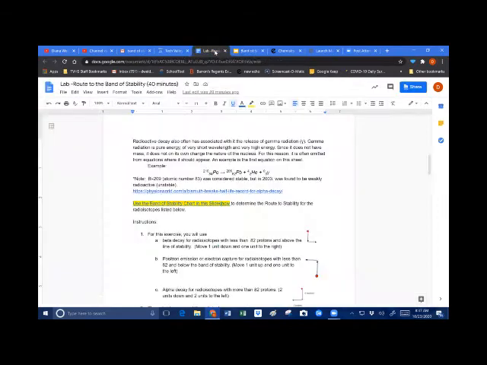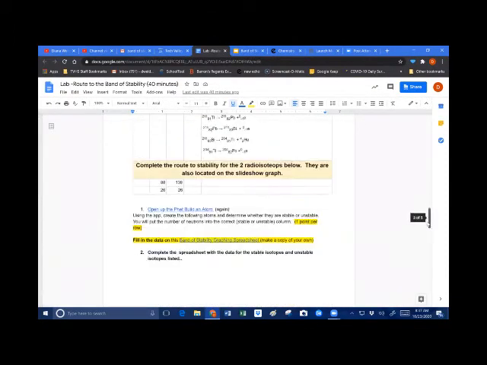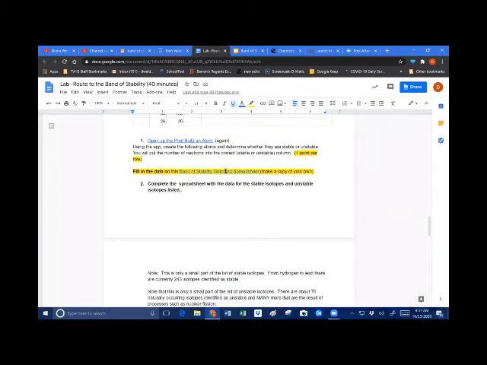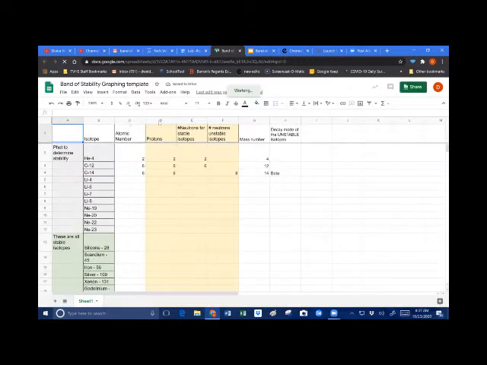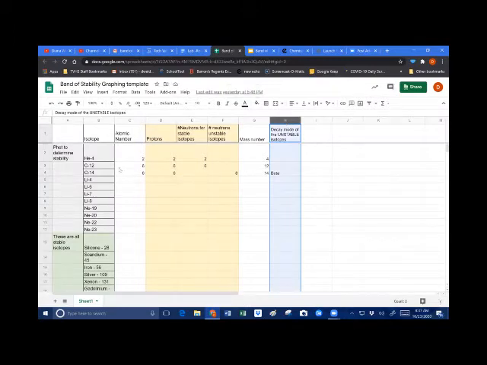From the Band of Stability lab, I previously mentioned that you need to open up this Band of Stability graphing sheet and fill in columns C through H. Column H will only be filled in for the unstable radioisotopes. So an example is here for C12, C14, and helium-4.